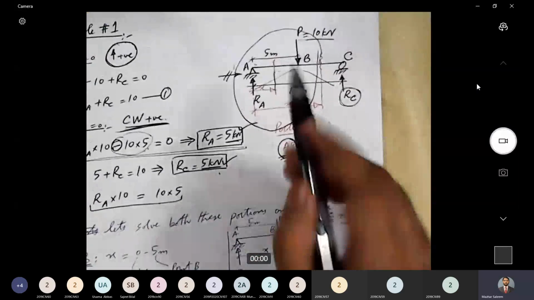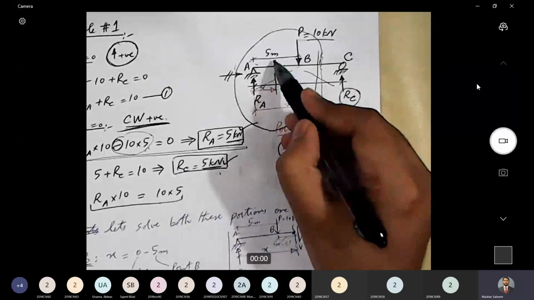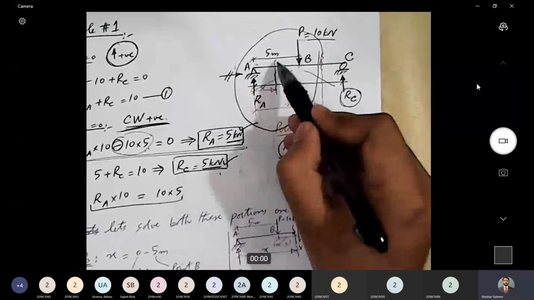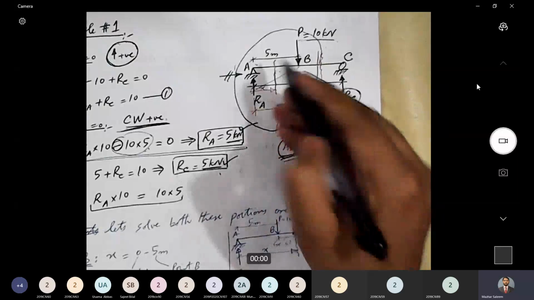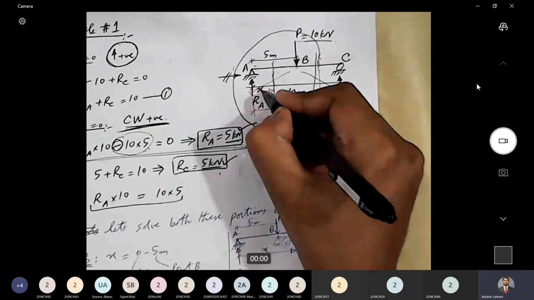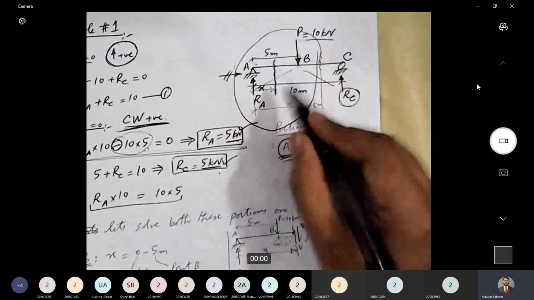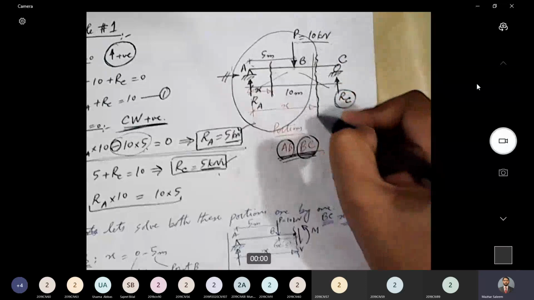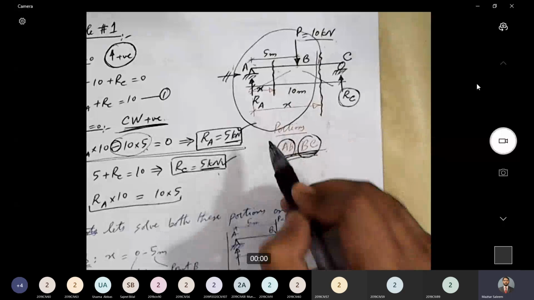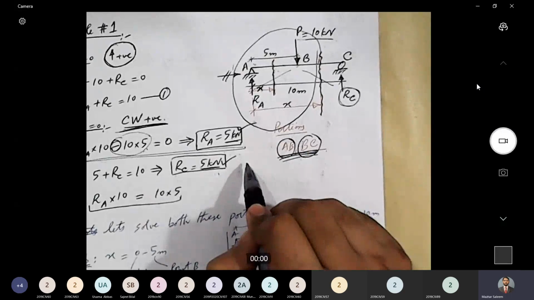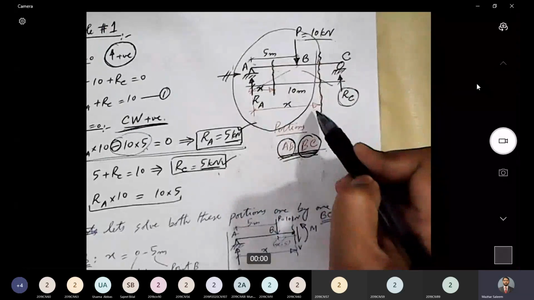If I come back to this figure, whenever we divide the beam into portions, in every portion we have to consider a section. So in portion AB, we will consider a section, and this section will be at a variable location, and the variable will be X, starting from the extreme left side. This is one section. And similarly for portion BC, we will have to consider one section. Again, this section will be labeled from the extreme left side, and the distance is variable and labeled as X.